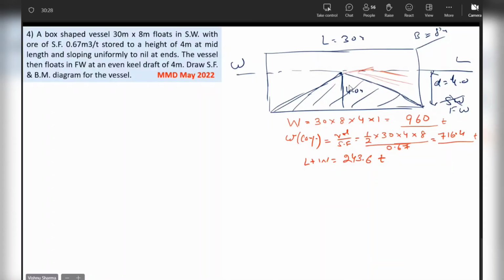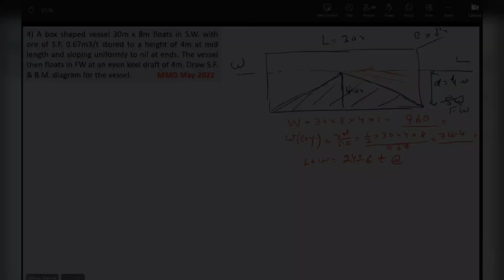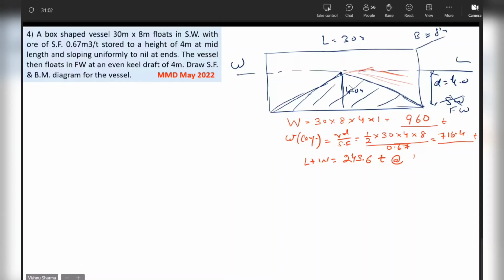Yes, sir. Assuming it to be uniformly distributed, please divide by 30 and tell me how much it would be in tons per meter. 8.12. 8.12 tons per meter is the light displacement. Guys, any questions up to this point?